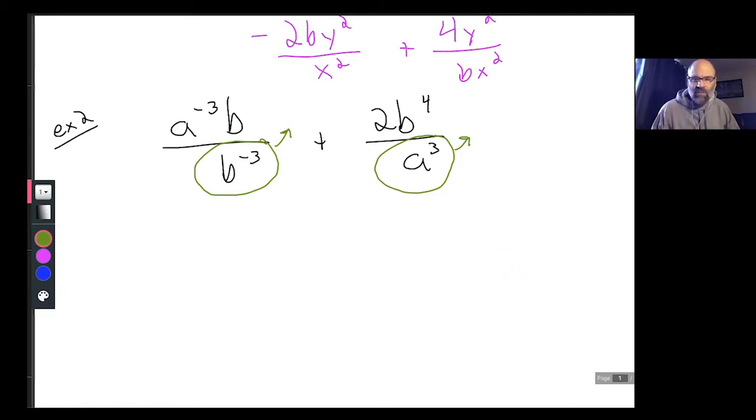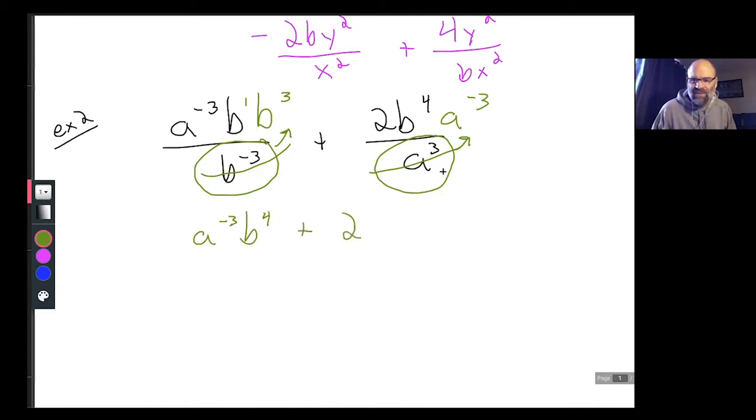Okay, so if I bring b to the negative 3rd upstairs, what does it become? B to the positive 3rd. If I bring a to the positive 3rd upstairs, what does it become? A to the negative 3rd. Okay, so now I can just ignore those denominators. So here's what we need to clean up. Well, how do you multiply exponential expressions with the same base? You just add their exponents. Okay, so this one is a to the negative 3rd, b to the 1 plus 3 is 4. And then this is 2.